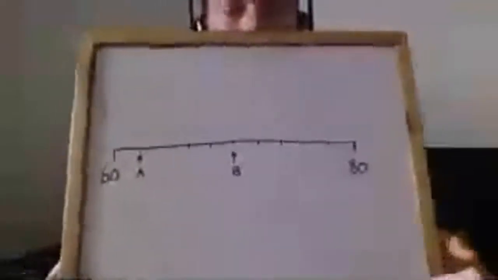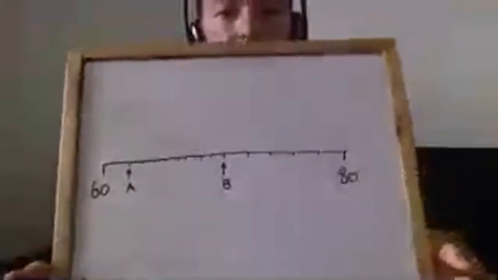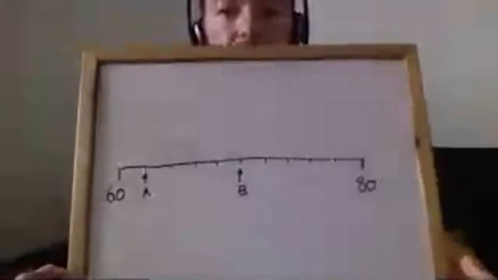Right, ready? Off you go. See what you can do. So there's our number line. As I said, you're still going to have 10 jumps. So see what every jump must be worth.